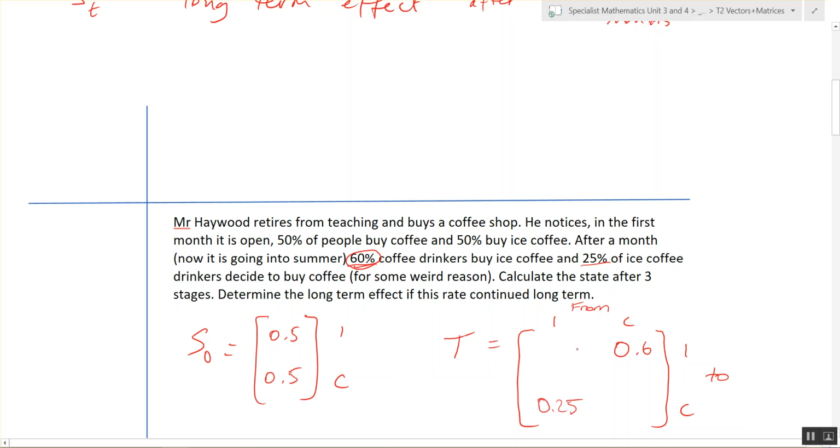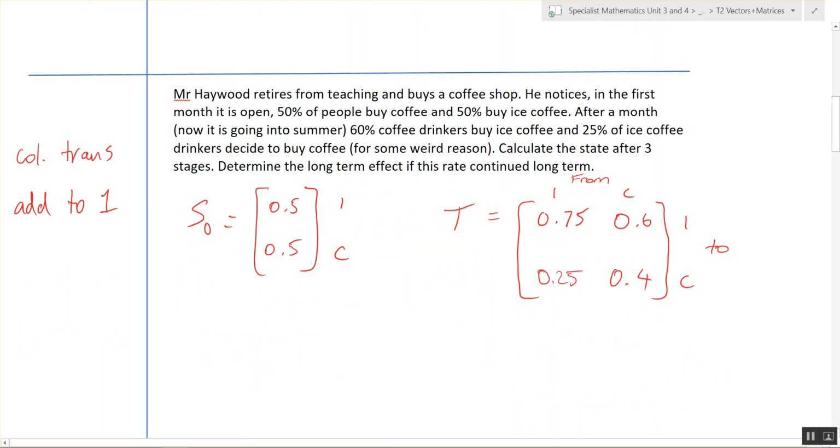All right, this is the thing you need to write on the side: the columns in the transition matrix add up to 1. So what would this become? Iced coffee to iced coffee, and we've got 0.4.